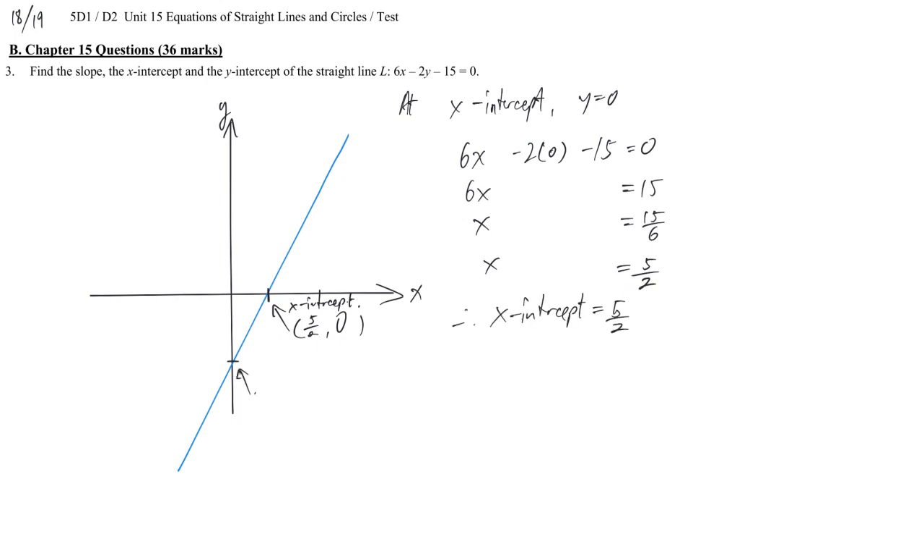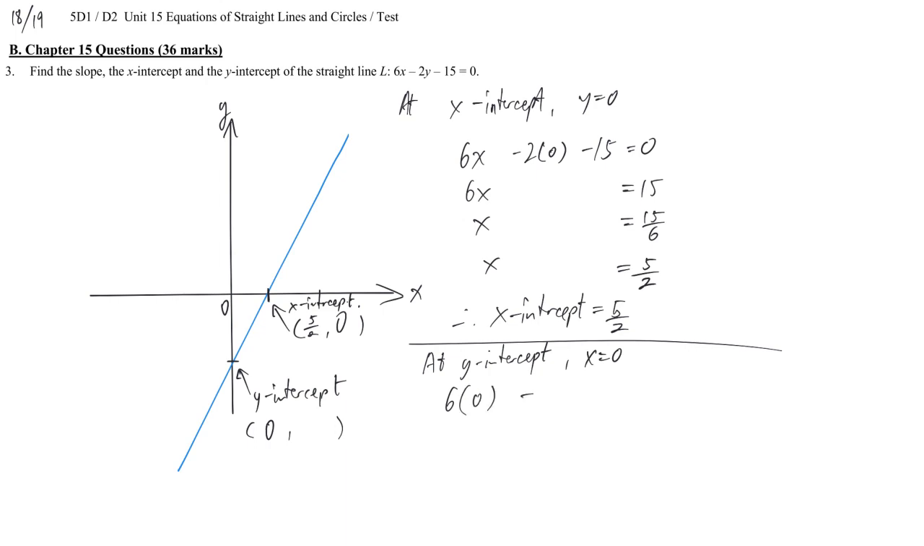Similar reason for the y-intercept. We don't know the up-down position, we don't know the height, but we are 100% sure the left-right position is 0, the same as the origin. So at the y-intercept, we know that x is equal to 0. So this time we replace x by 0. And then negative 2y is equal to 15. Y is equal to negative 15 over 2. Therefore, the y-intercept is the value negative 15 over 2.